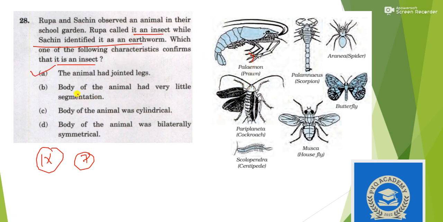All these features: the body of the animal had very little segmentation, the body of the animal was cylindrical, and the body of the animal was bilaterally symmetrical. All these features are also present in an insect, but this is a unique statement for an insect. So this is the most appropriate option. Okay.